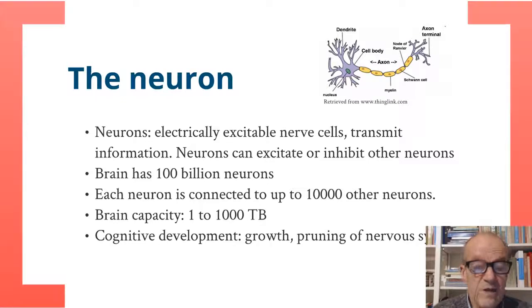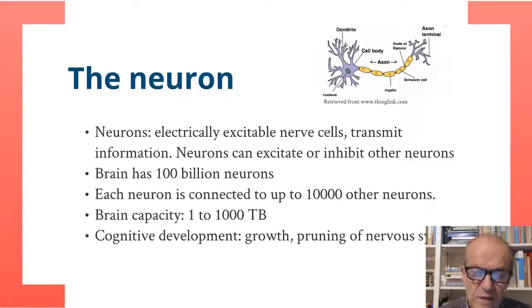As I said, the brain has 100 billion neurons, so a lot of neurons, and each neuron is connected to up to 10,000 other neurons. So there are a lot of interconnections, which make the human memory system, the information processing system, very complex. There is a calculation of the capacity of the human brain, which is something like between 1 and 1,000 terabytes. Well, that's quite a lot, you can imagine.